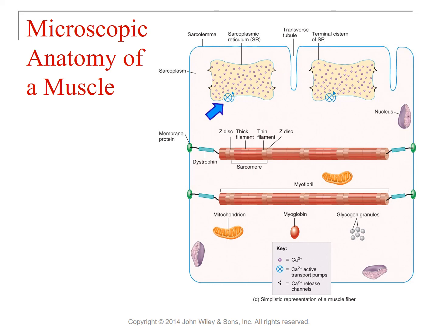So this is actually an active transport pump for calcium. And so in order to get as large a concentration of calcium as you have in the sarcoplasmic reticulum, you're going to have an active transport pump to work to push calcium against its concentration gradient into the sarcoplasmic reticulum.